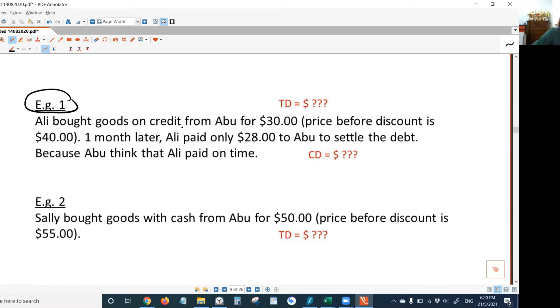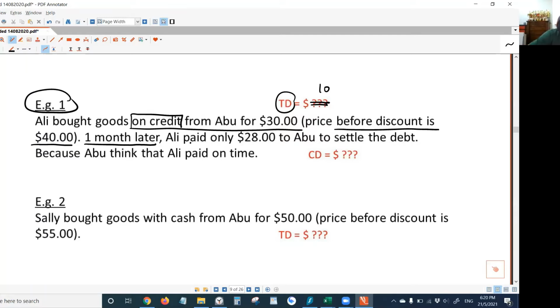Ali bought goods on credit from Abu for $30. Price before discount is $40. So very obvious, the trade discount here is $10. Okay, this is simple and straightforward. So on credit means Abu has not paid us. Abu would owe us for some time.